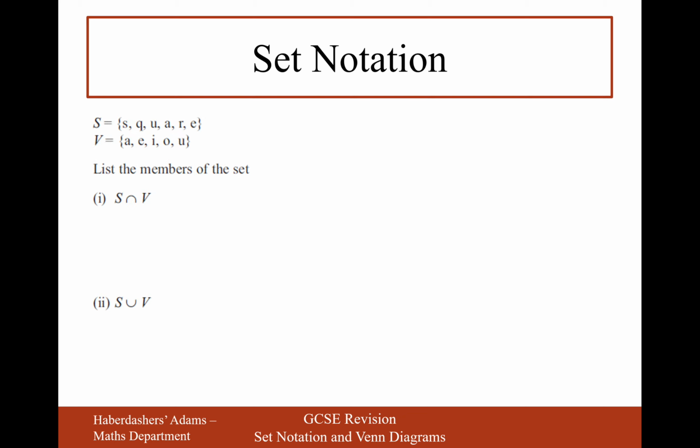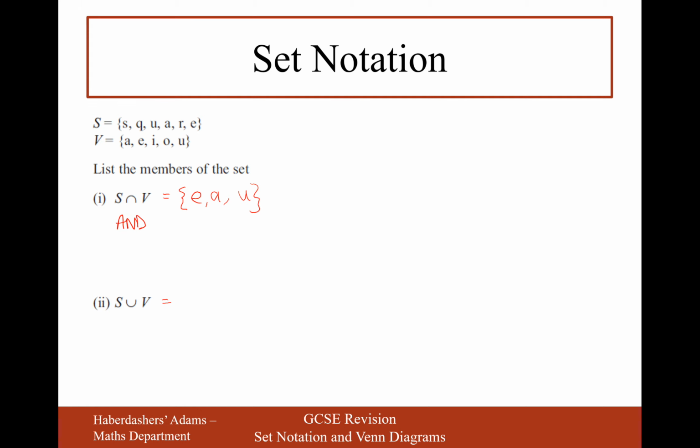Okay, let's move on to the next one, pause the video and give this one a go. Okay, so this time we're given letters for our sets rather than numbers, so the intersection of S and V, so this is an AND question, it has to be in both. Okay, so it's S, no, S is not in both. E is in both. E can be first. A is in both. And U is in both. And O. Okay, so those are the elements of S intersection V.